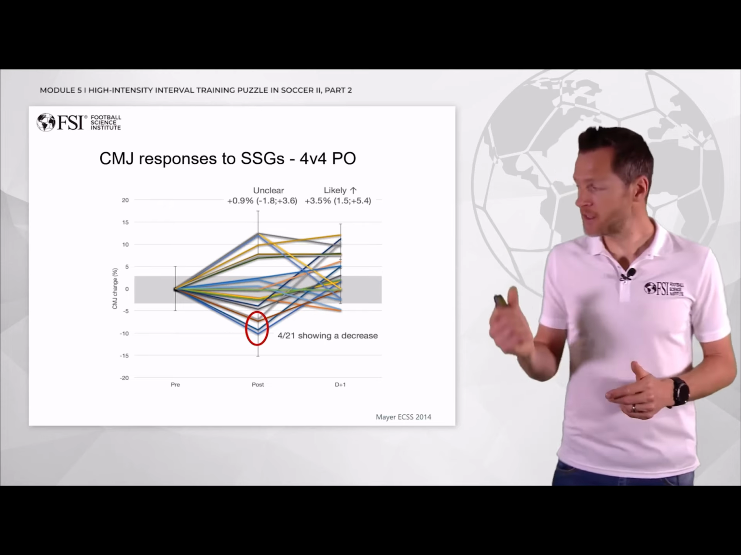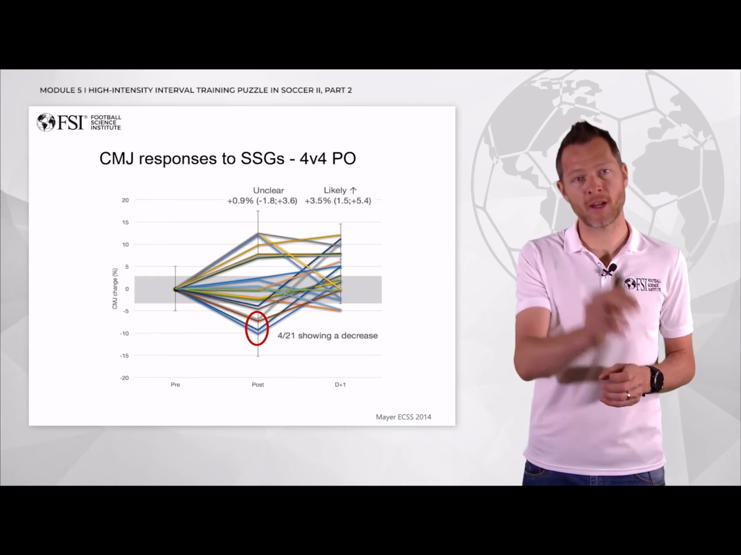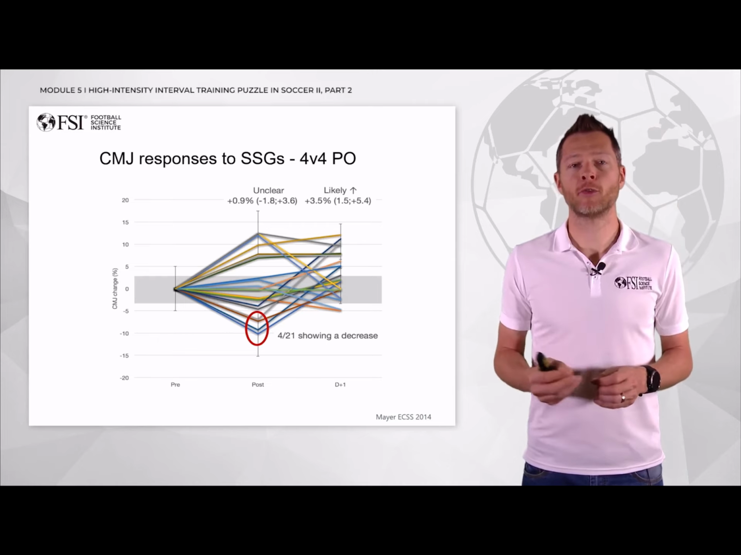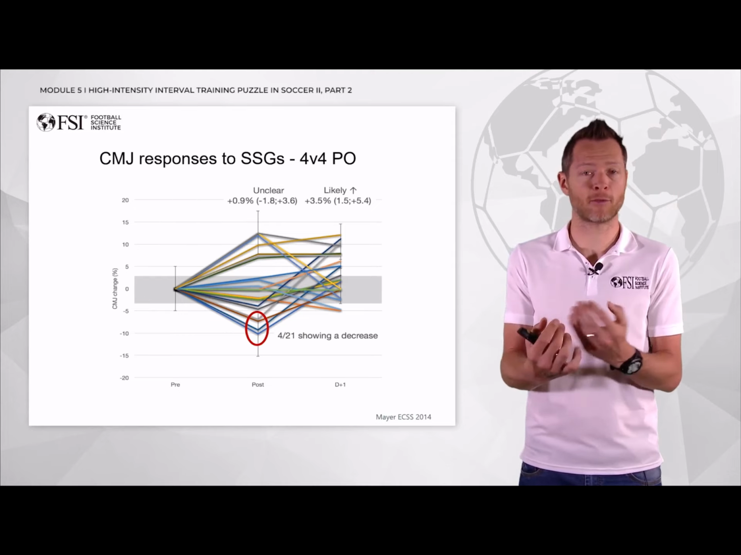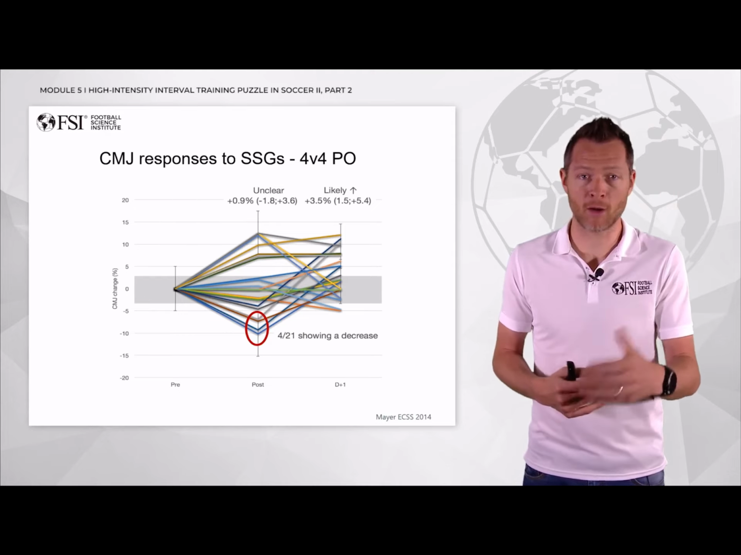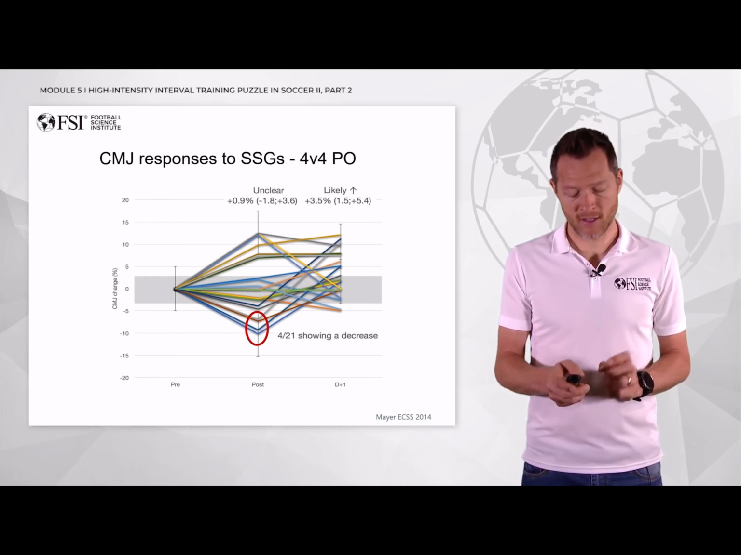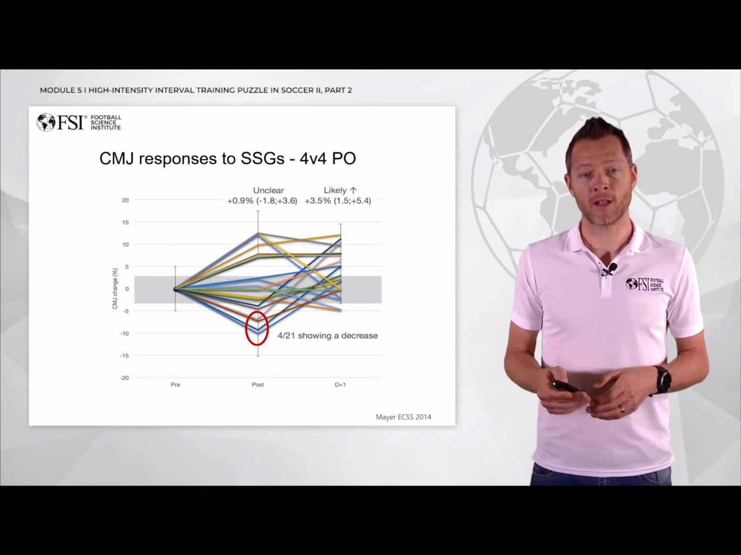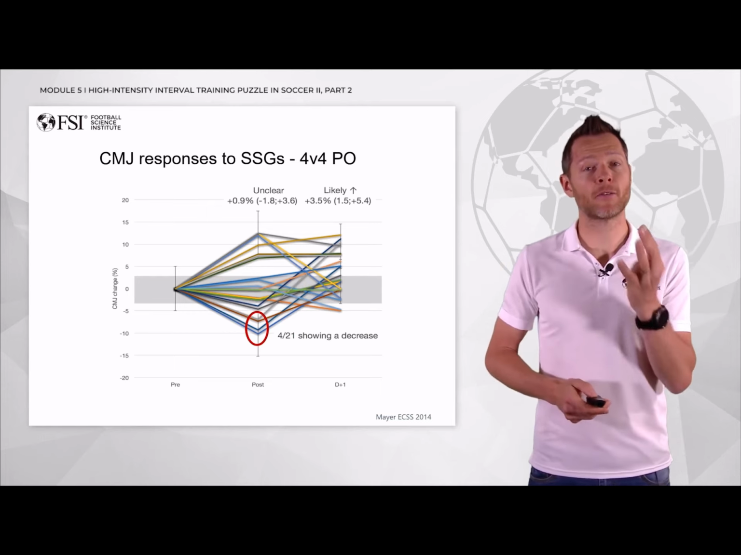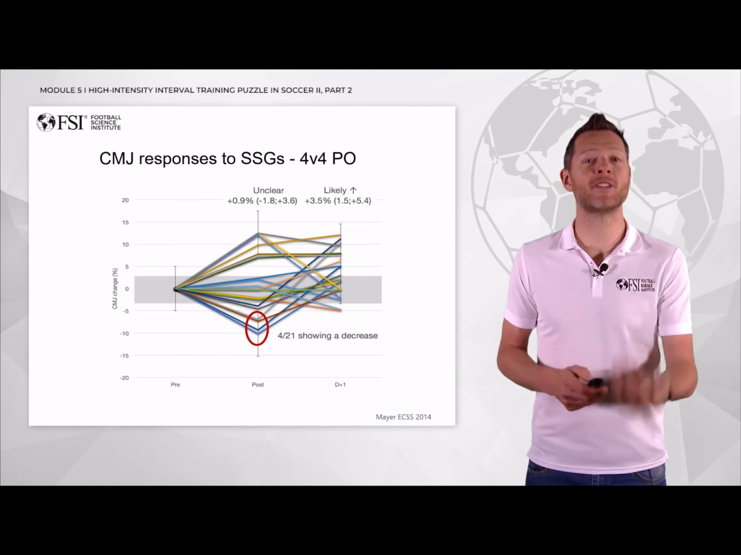As you can see on this graph, we've been using CMJ responses before and after those games to have an idea of the level of neuromuscular fatigue that will arise after 4x4. As you can see, immediately after the 4x4, in our case, there were only 4 players among 21 that actually showed a decreased CMJ performance.